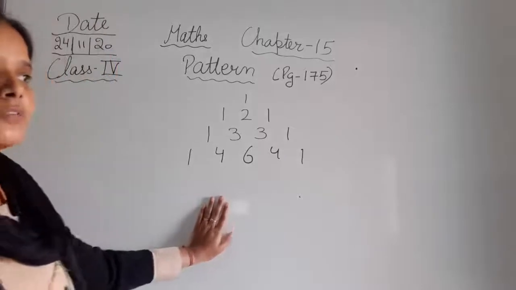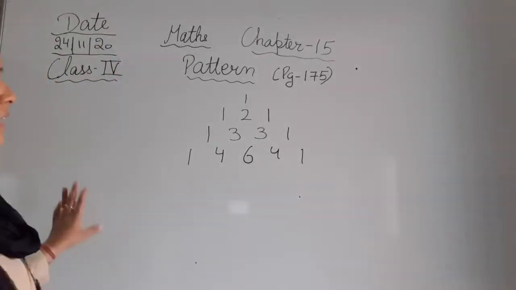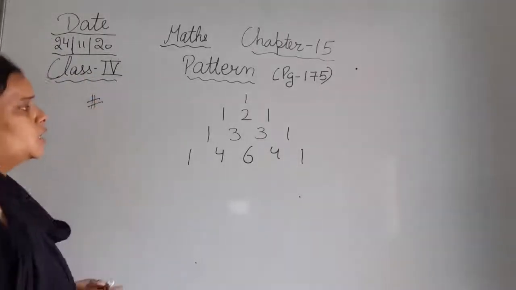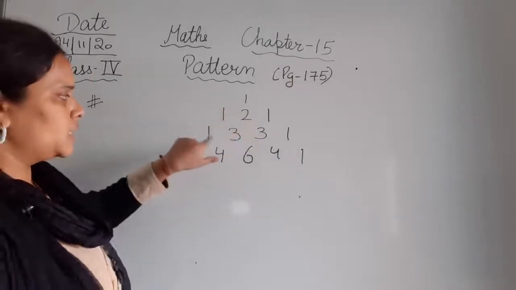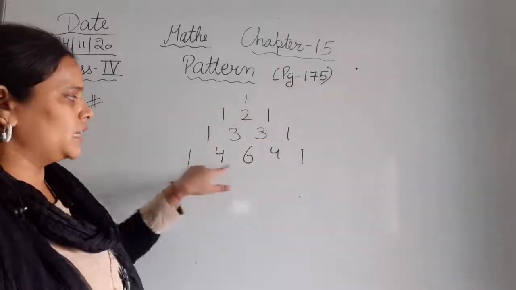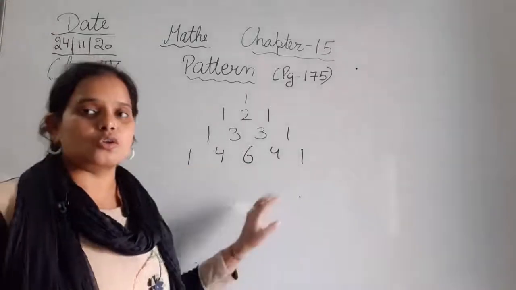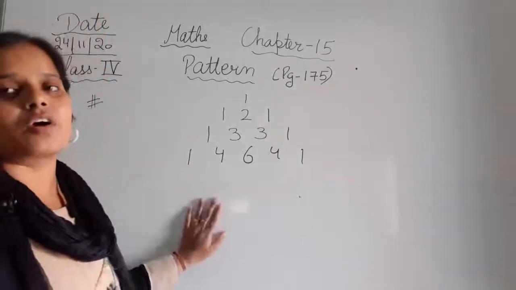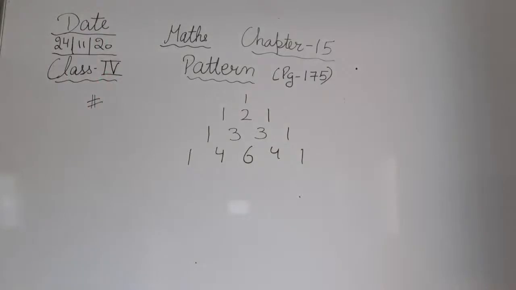So here we have to observe which pattern they are following. While observing this, see, if you say that here from 1 to 2 it increased by 1, then from 2 to 3 it increased, then 1 3 3 1, then it's 6. Here it should have been 4, but here it is 6. So now you have to observe what kind of pattern is being followed in this question.